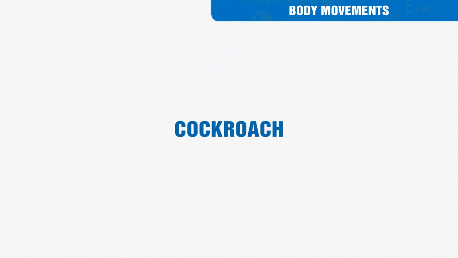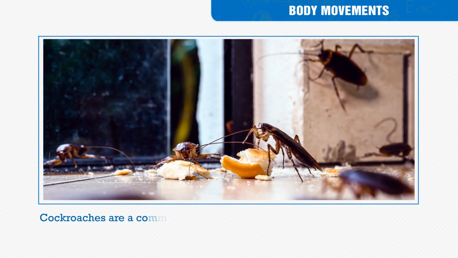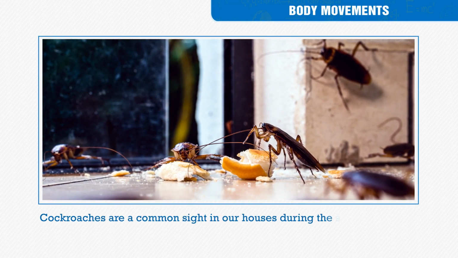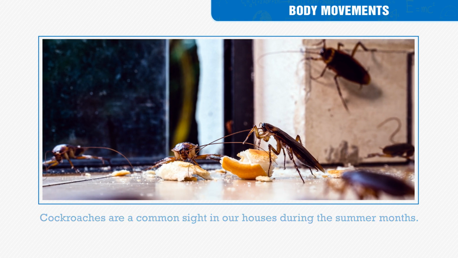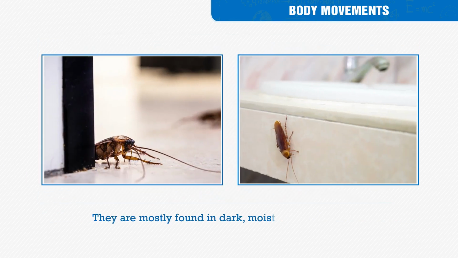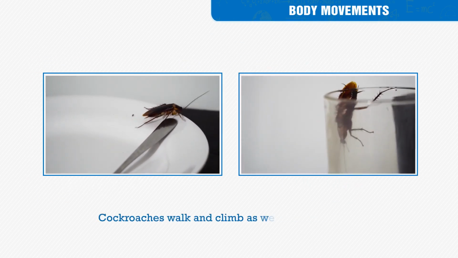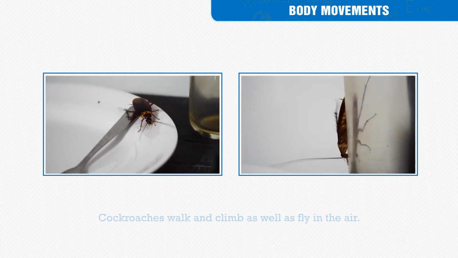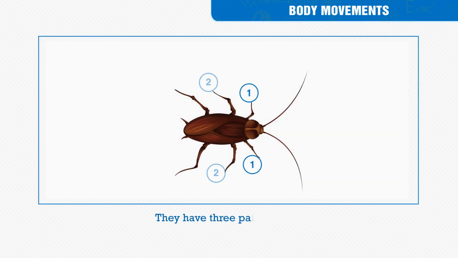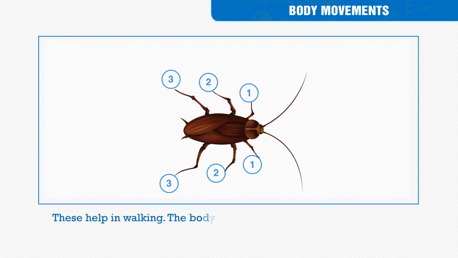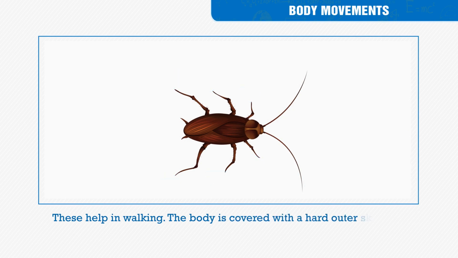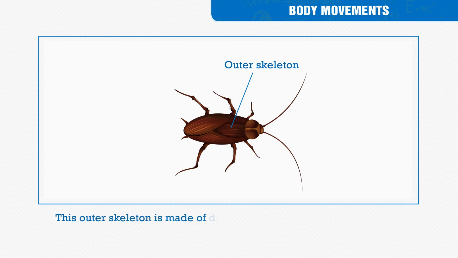Cockroach. Cockroaches are a common sight in our houses during the summer months. They are mostly found in dark, moist and warm places. Cockroaches walk and climb as well as fly in the air. They have 3 pairs of legs. These help in walking. The body is covered with a hard outer skeleton. This outer skeleton is made of different units joined together, and that permits movement.